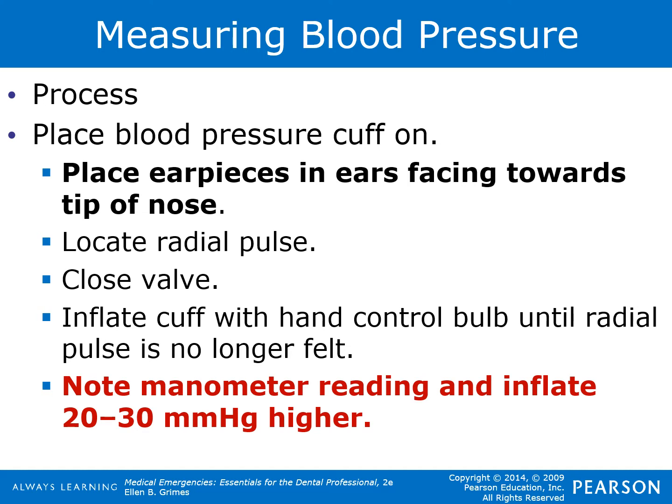We're going to locate the radial pulse, and then close the valve on the blood pressure cuff. We inflate the cuff with the hand control bulb until the radial pulse is no longer felt. We want that pulse to close. As soon as the pulse can no longer be felt, we take a manometer reading, and inflate the cuff 20 to 30 millimeters of mercury higher.